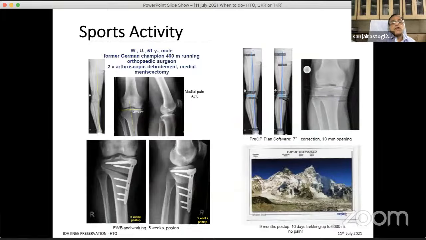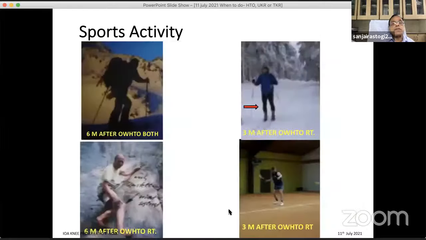Regarding sporting activity, this is the famous case of a German orthopedic surgeon who was a 400-meter runner. At the age of 51, he had 2 arthroscopy and 1 meniscectomy on the right side. He was subjected to open wedge high tibial osteotomy. His alignment was corrected, and 9 months later, he was able to go for 10 days mountain climbing at the height of 6,000 meters without pain.